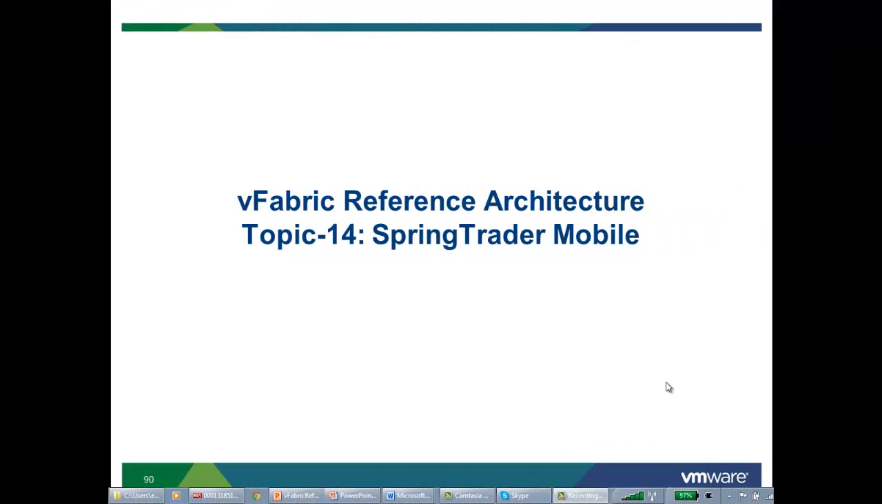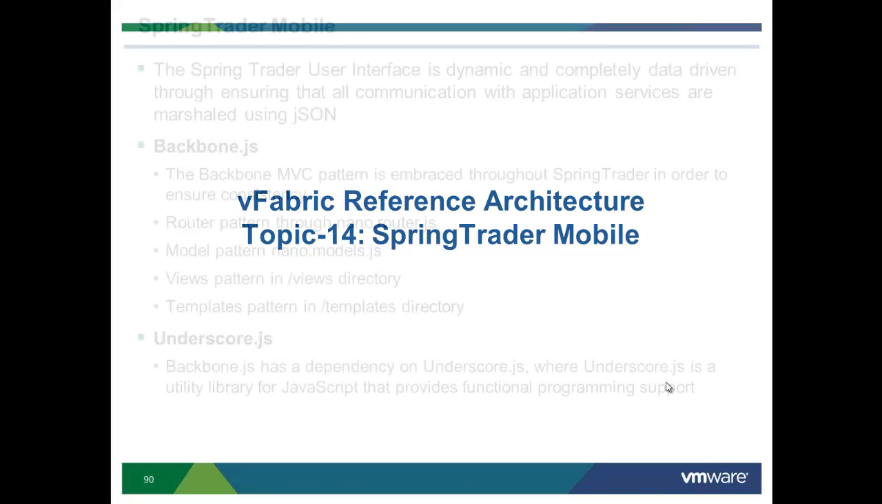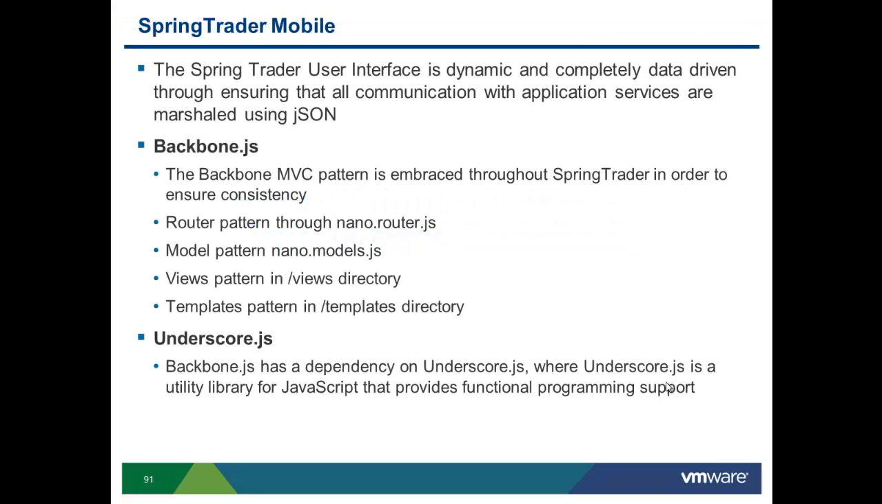vFabric Reference Architecture, Topic 14, SpringTrader Mobile. The SpringTrader user interface is dynamic and completely data-driven through ensuring that all communication with the application services are marshaled using JSON. SpringTrader Mobile leverages Backbone.js. The Backbone MVC pattern is embraced throughout SpringTrader in order to ensure consistency. Patterns such as the router pattern through NanoRouter.js, model pattern, and view patterns, including many templates, are actually used. Underscore.js is also used, since Backbone has a dependency on it.